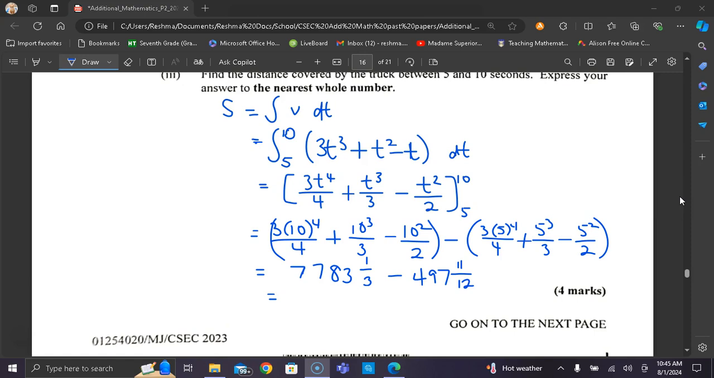When we subtract those two answers, we get 7,285, and of course we have to state that to the nearest whole number, right? Because it's 7,285.4, right? So 7,285. Remember, the distance is in centimeters. Okay, so that's your 4 marks there.